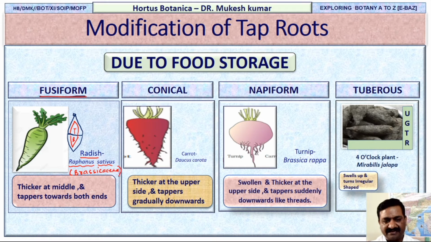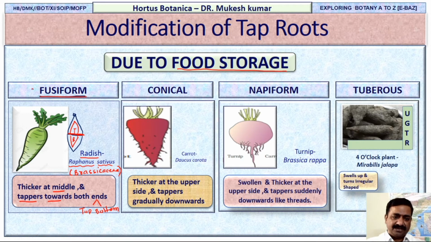Brassicaceae, right. Earlier name was Cruciferae. Now, this is fusiform, thicker at the middle. As I told you, this is the middle part, thicker, and it tapers towards both ends. Ends means the top end as well as the bottom. So it tapers towards both top and bottom. An example is radish. It swells up due to food storage. This is the main cause. We studied that it swells up due to food storage.